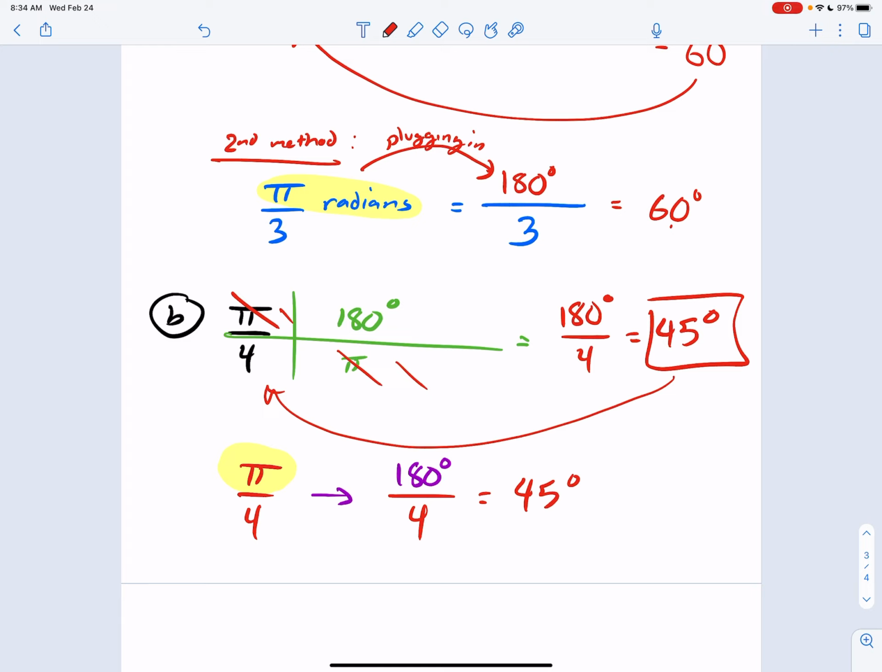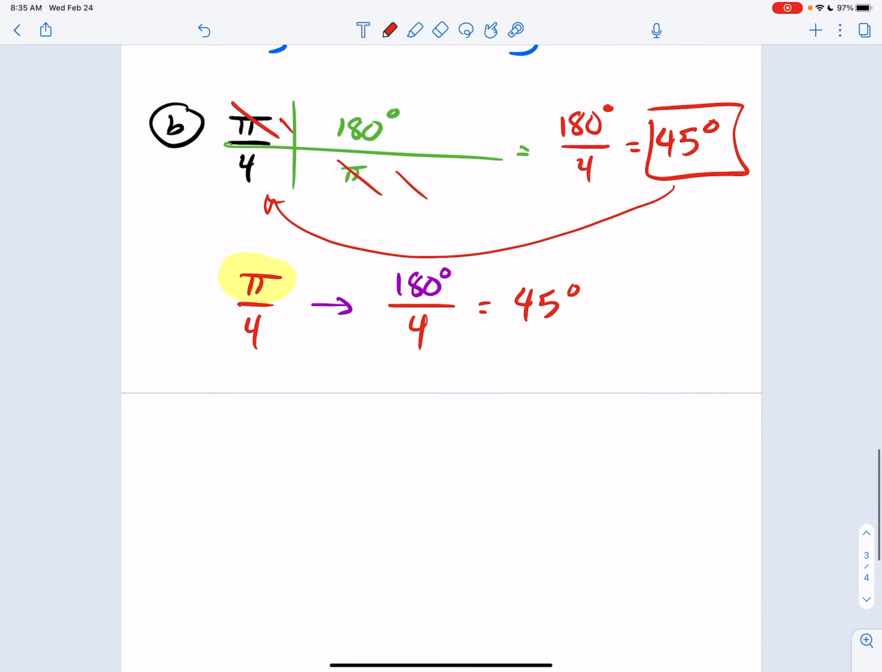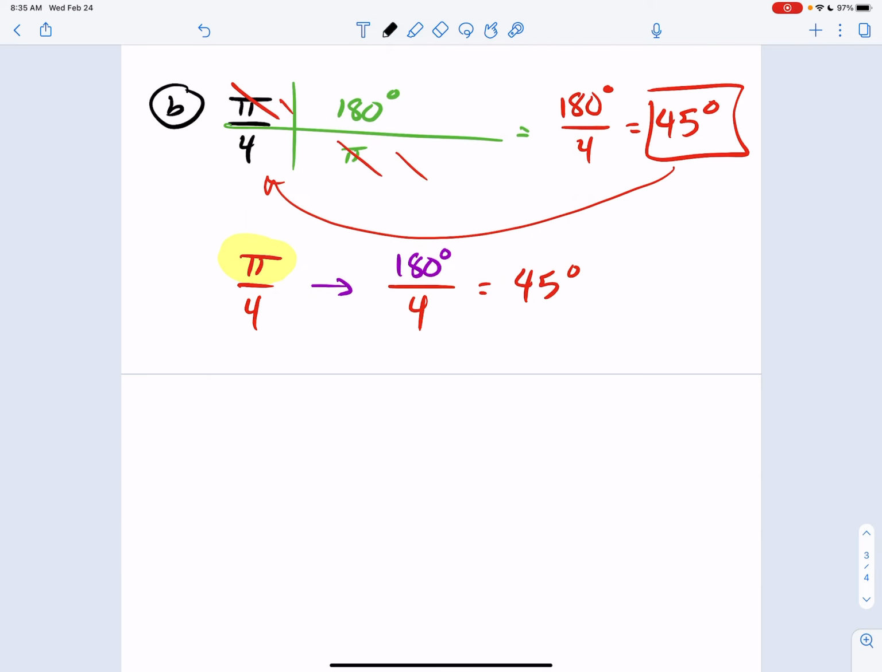Now, at this point, I think almost all of you are leaning towards the second method, which you should because it's faster, right? In math, you're always trying to find the most efficient way. That's kind of like the theme, right, of all of the math problems. You're trying to find the most efficient way, and you should. So let's keep going. Here's one more. Part C. Let's do 5 pi over 6. Okay, go ahead and try that one.